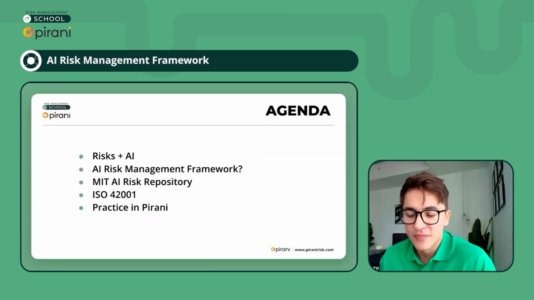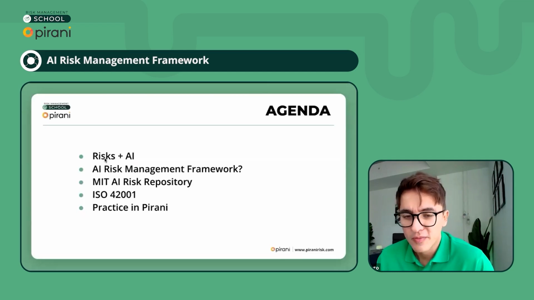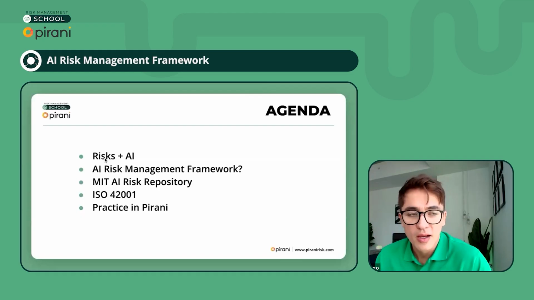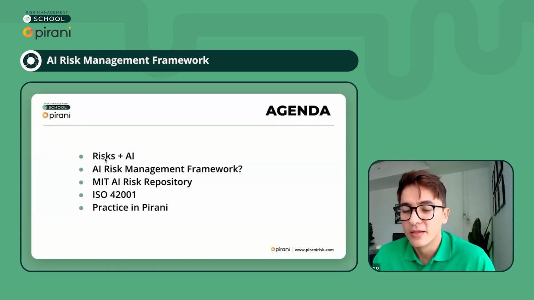So what we're going to talk about today is AI in risk management. The concept of risks and AI, the good and the bad, the challenges and what we can expect from that. I'm going to talk about whether any AI risk management framework exists or not. We're also going to talk about the MIT AI risk repository, if you don't know that it exists. And we're also going to have an overview of ISO 44001. And then we're going to practice a little bit in the software in Pirani.